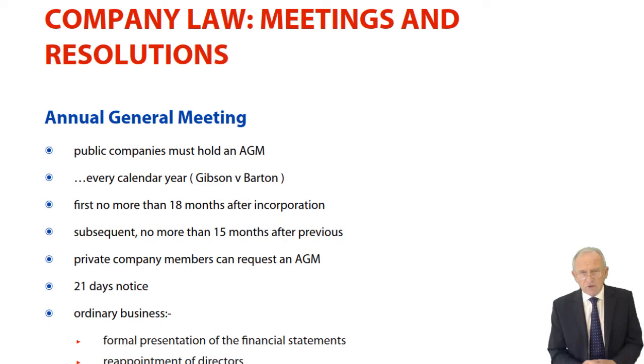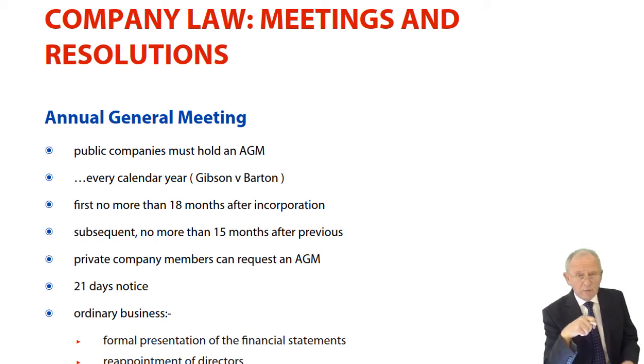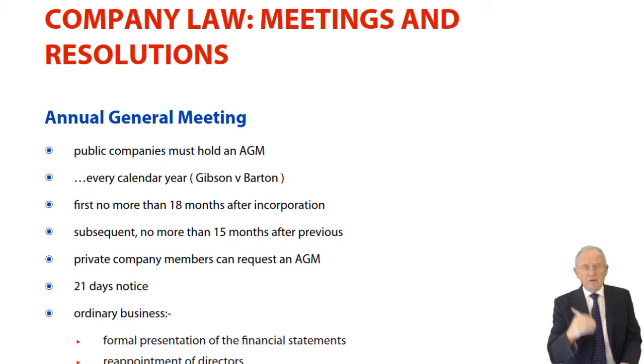Now, there was a case called Gibson and Barton, where the problem came to court, where the court had to decide what it meant in statute when it said that an annual general meeting had to be held every year. And the court decided that where it said every year, it meant every calendar year. So there is our basis. There has to be, for a public company, an annual general meeting held at least once in every calendar year.